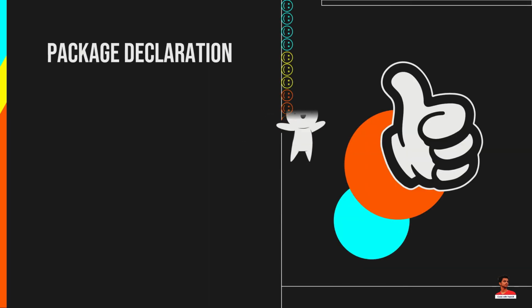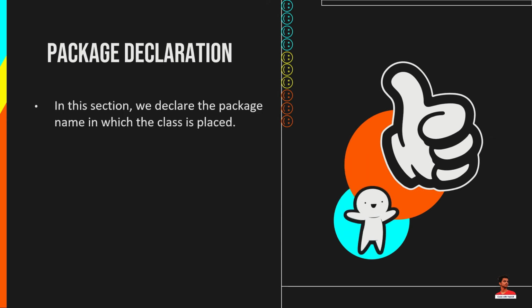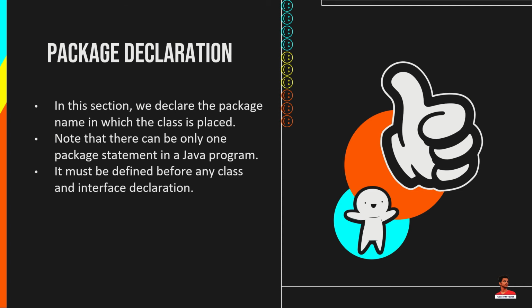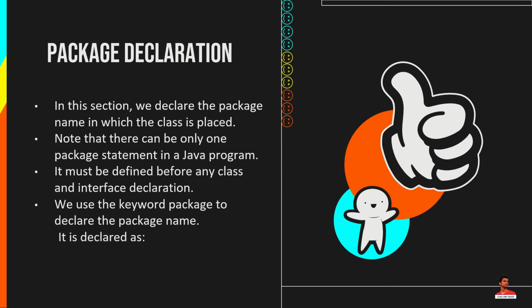It is placed just after the documentation section. In this section, we declare the package name in which the class is placed. Note that there can be only one package statement in a Java program. It must be defined before any class and interface declaration. We use the keyword package to declare the package name. It is declared as package name.